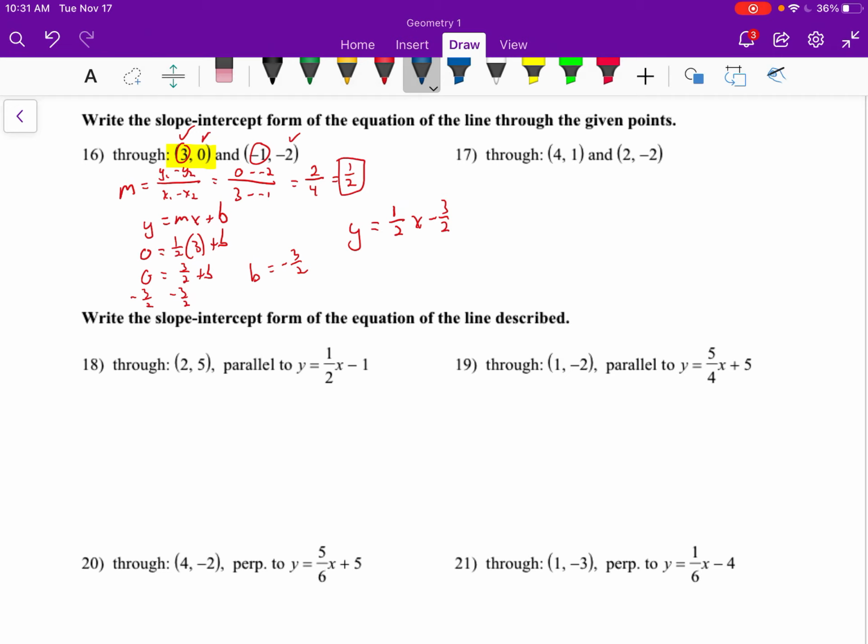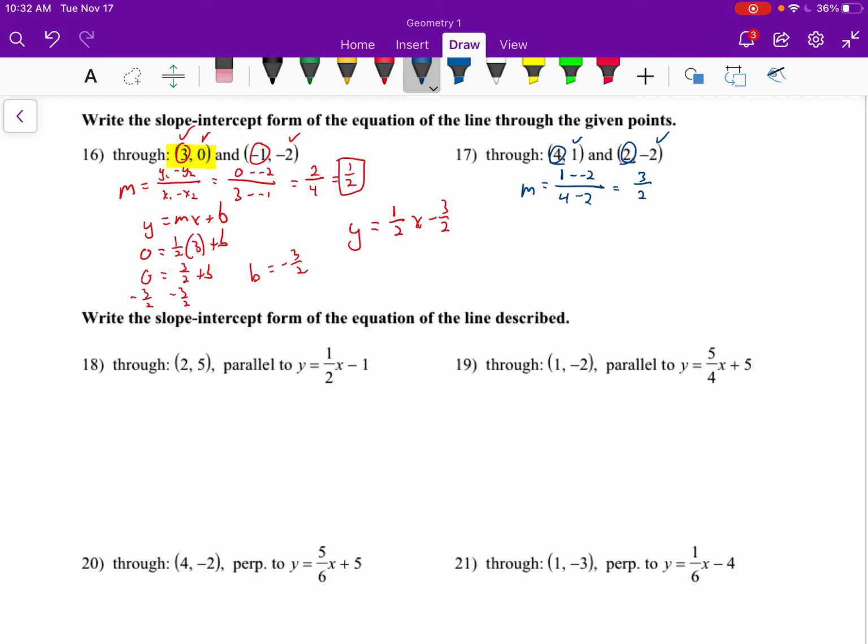Number 17 is the same idea. We need to find the slope. So we can do y sub 1 minus y sub 2. That's 1 minus -2 over x sub 1 minus x sub 2. So this is y plus 2, which is 3. 4 minus 2 which is 2, so our slope is 3/2.